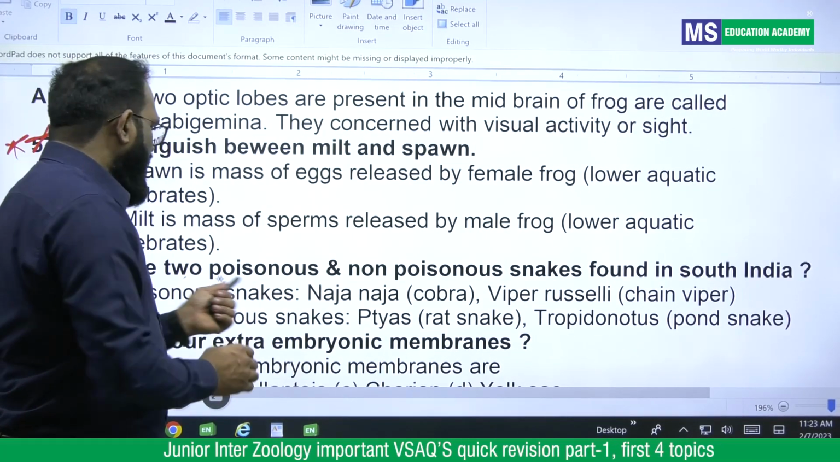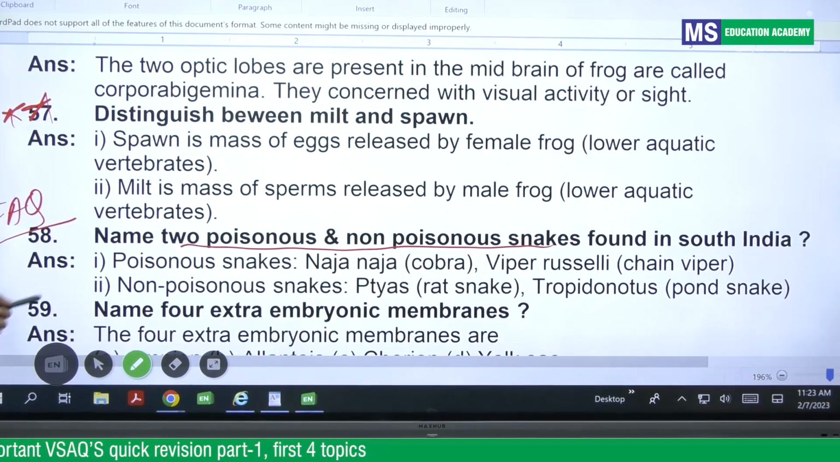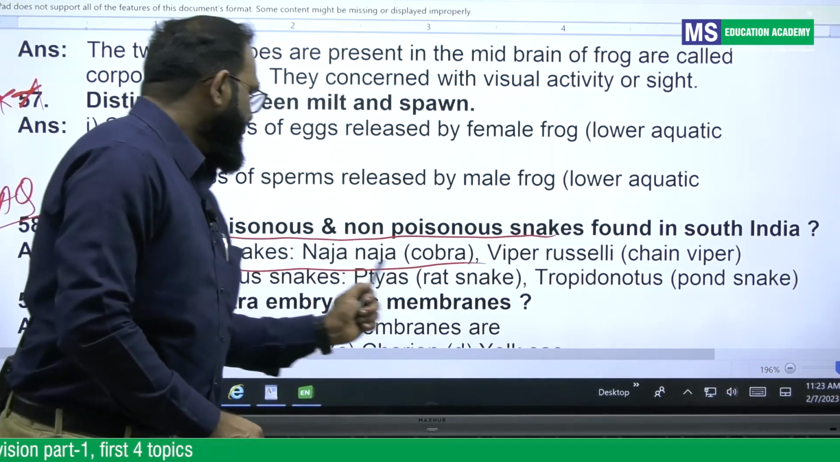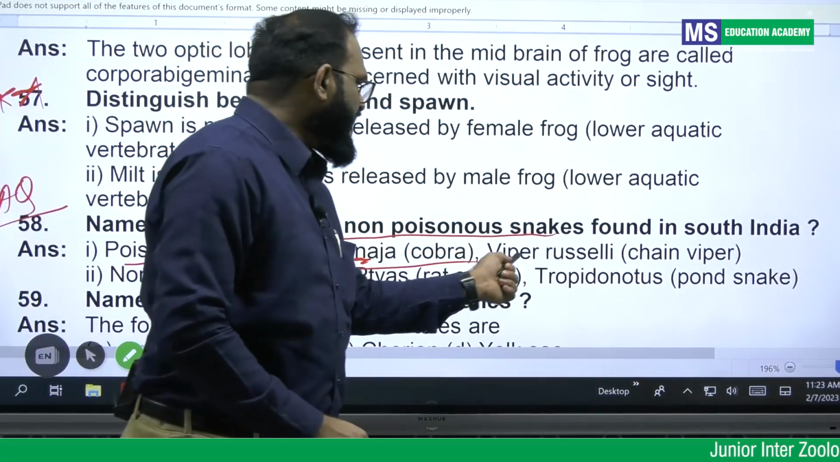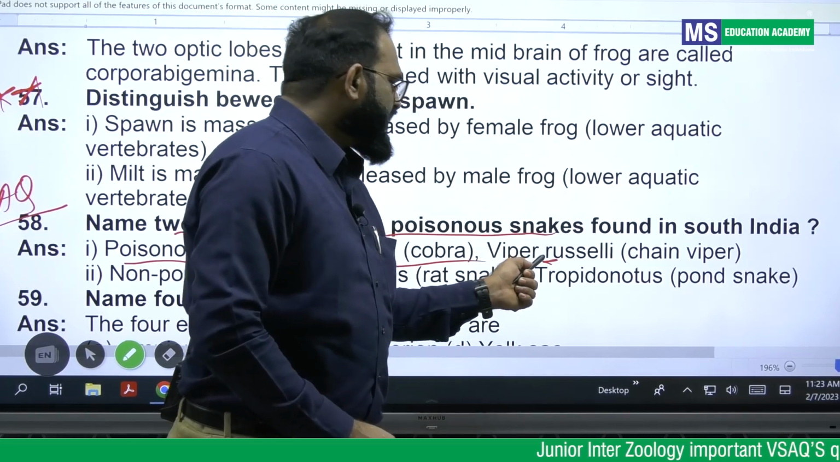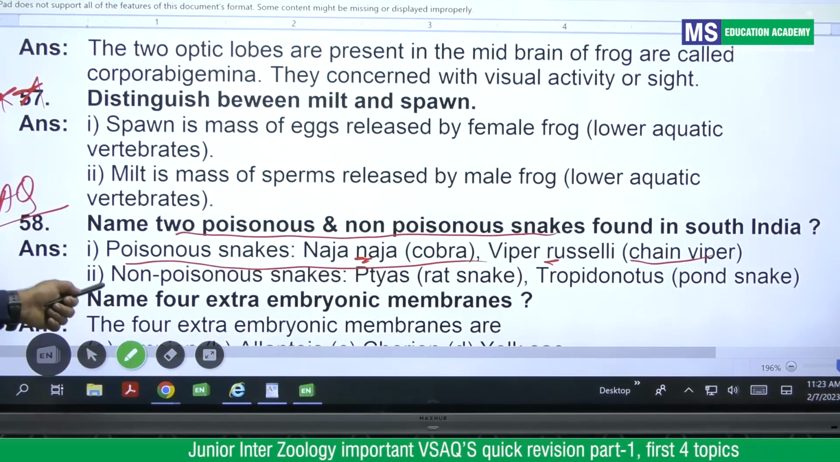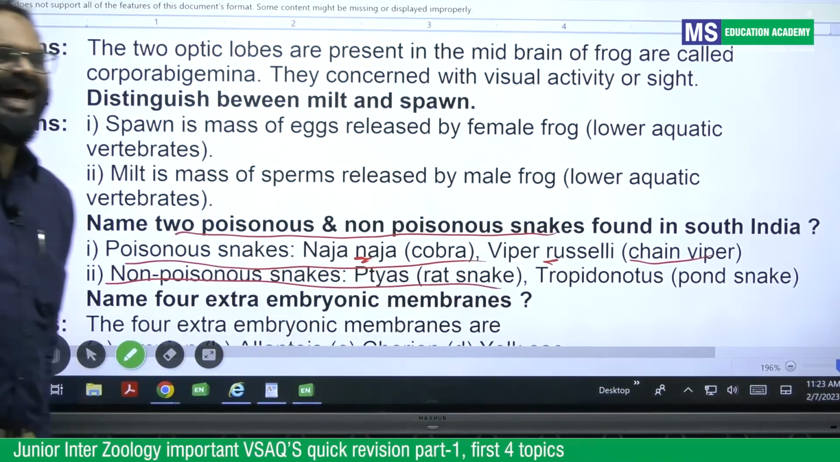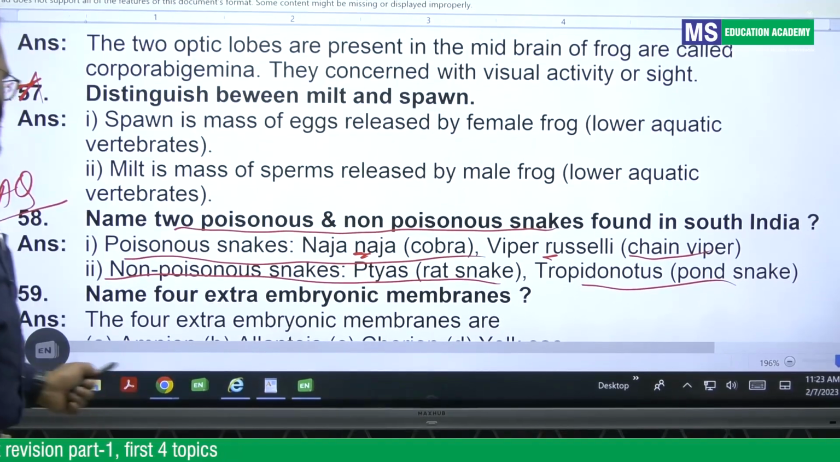Name 2 poisonous and non-poisonous snakes found in South India. Poisonous snakes found in South India: Naja, cobra. Again, students, write small letter. Vipera russelli, for species name, write small letter. It is even called chain viper. Non-poisonous snakes: Ptyas, rat snake; Tropidonotus, pond snake.